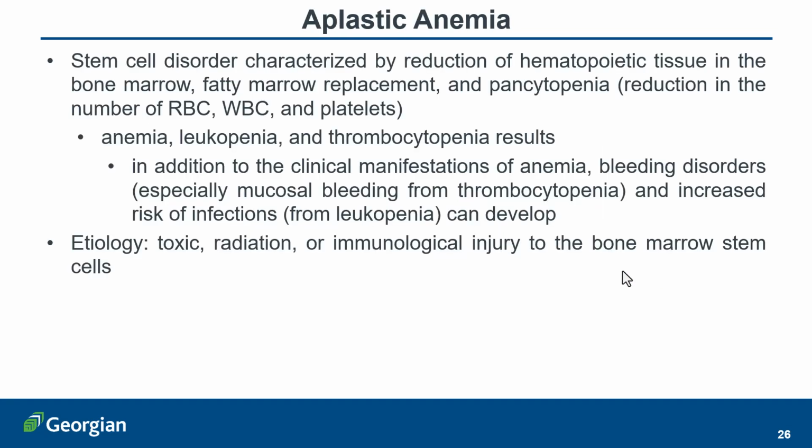Moving along to aplastic anemia. Aplastic anemia is a stem cell disorder characterized by an absolute decrease in hematopoietic tissue in the bone marrow. So instead of normal red bone marrow, it's now replaced by fat, resulting in fatty marrow or yellow marrow. And in turn, you can't produce not only red blood cells, but really any blood cell. And that leads to a condition known as pancytopenia. Pan means everything, cyto is cell, penia is poverty, so a lack of all blood cells.